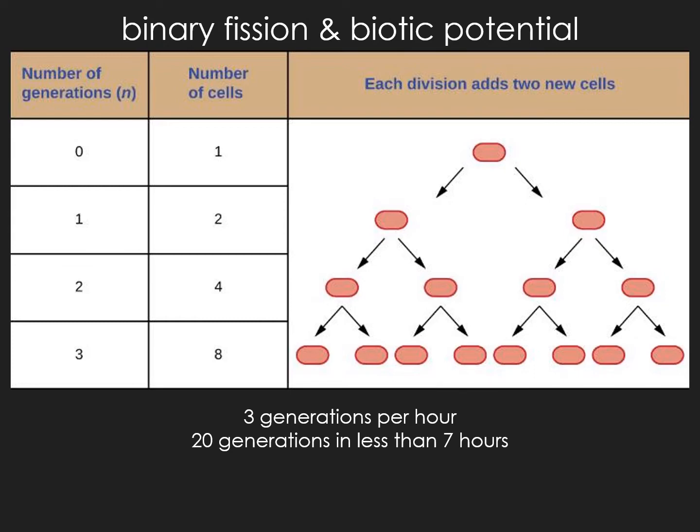The first is how many offspring you have with each reproductive event. And the second is how quickly you're able to make that reproductive event happen. So in the case of binary fission, the number of offspring is always doubled from the parent number. So one cell becomes two cells, and there's no changing of that.